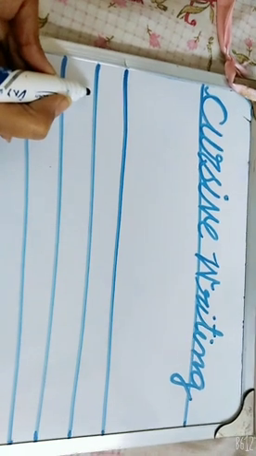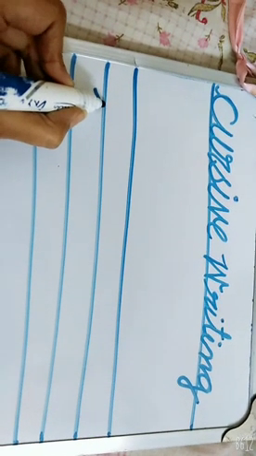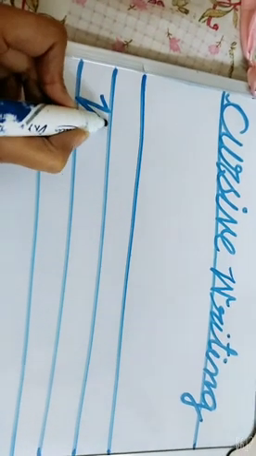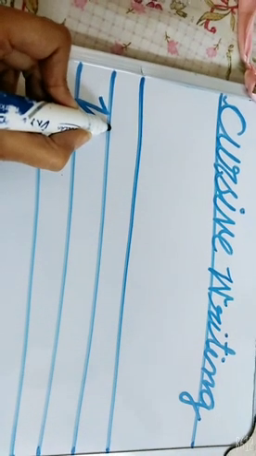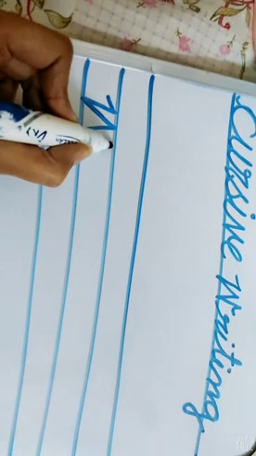Put your marker near to the second line. Touch the second line. Then come down straightly on third line. Now move your marker upward on second line again. Now come down third line again. Now move your marker upward on second line again.